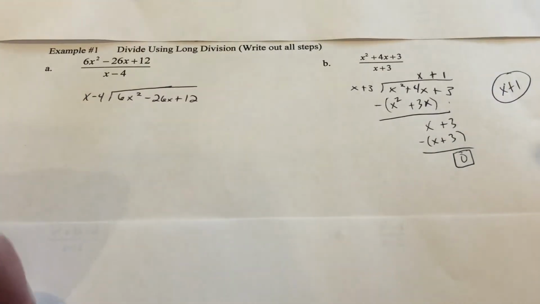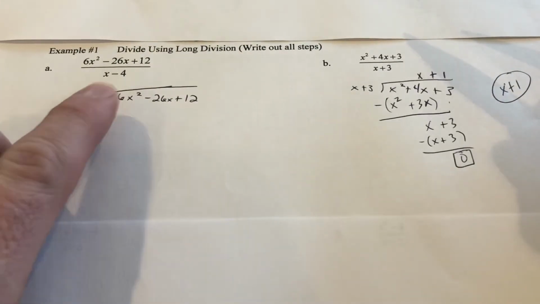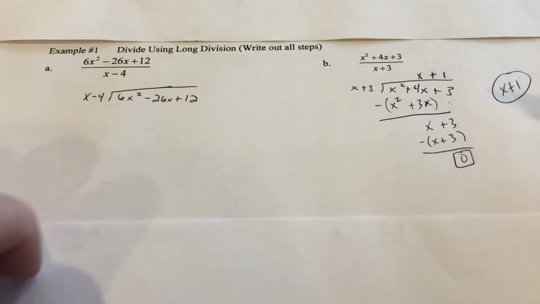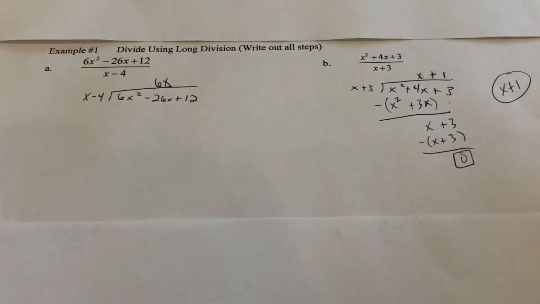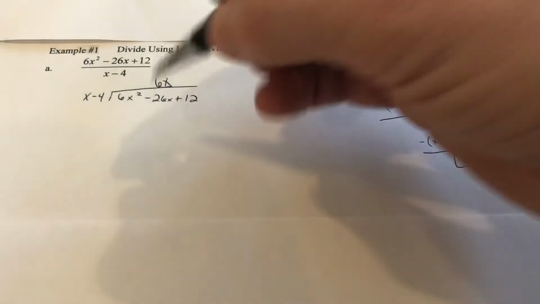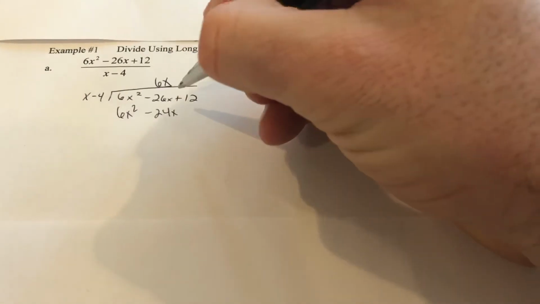Now let's look back at A. It's a little bit more complicated. We want to divide x. How many times does x go into 6x squared? Well, that's going to be 6x. Again, I want to line these up, okay? Now we want to multiply 6x times x minus 4. Well, that's going to be 6x squared minus 24x.